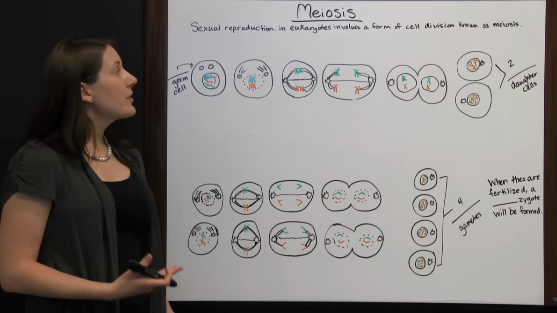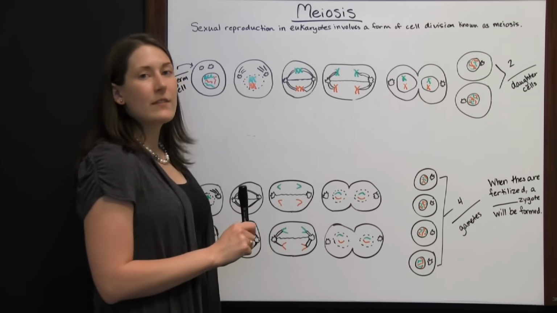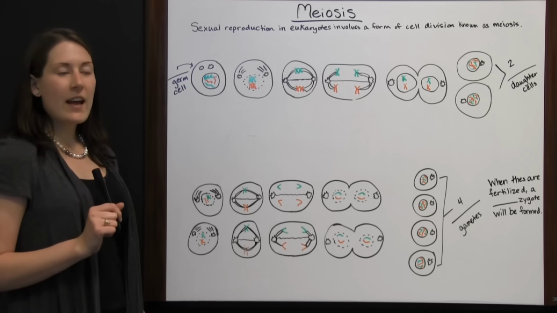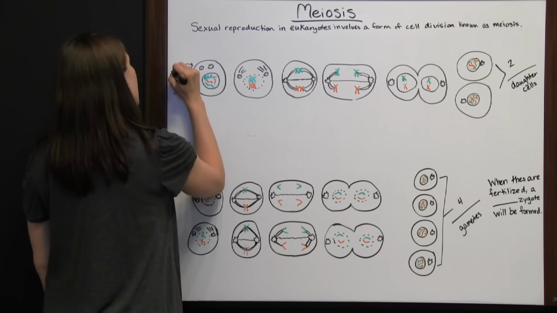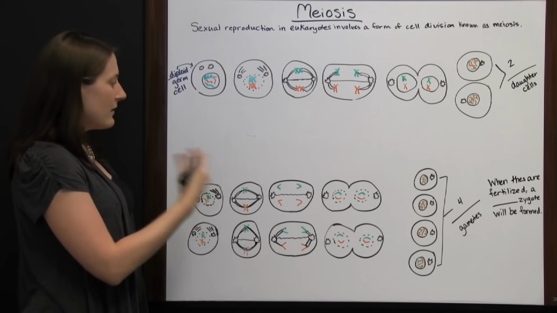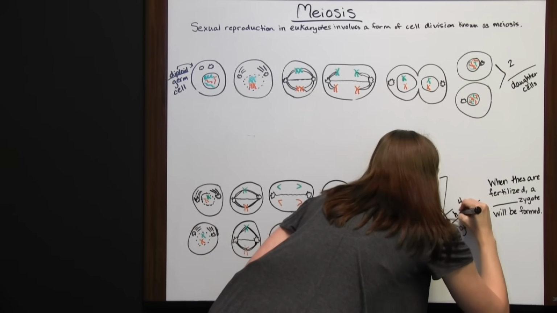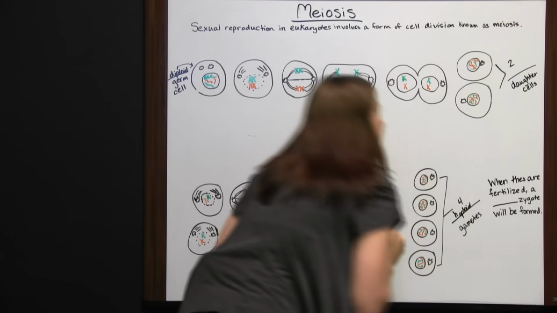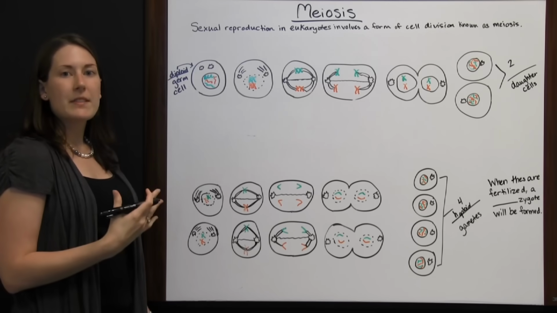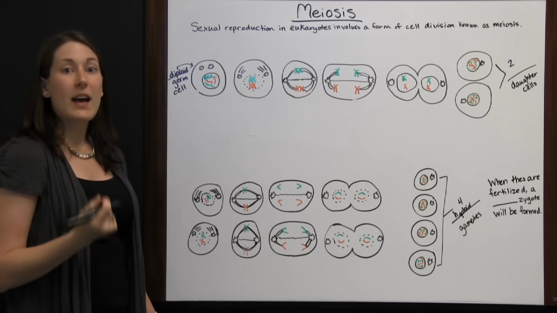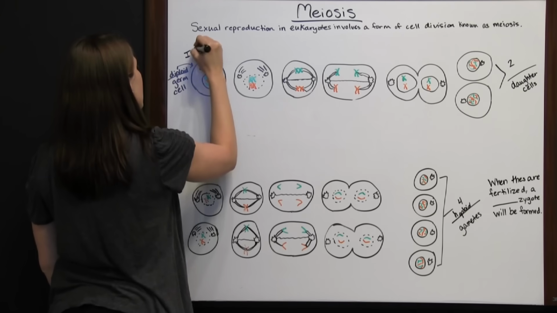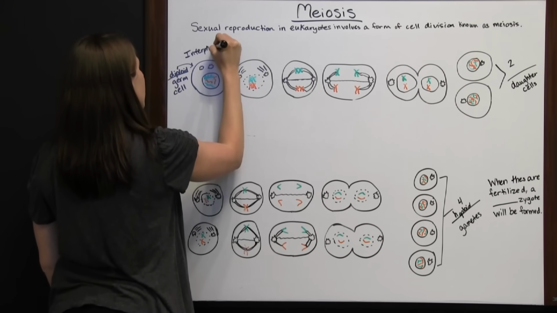Meiosis. Sexual reproduction in eukaryotes involves a form of cell division known as meiosis. It has several different stages that are carried out to let one diploid germ cell result in 4 haploid gametes. And diploid means that it's going to have multiple copies of the genetic information, where haploid means it's going to have one copy. So, in this first part, this would be interphase.